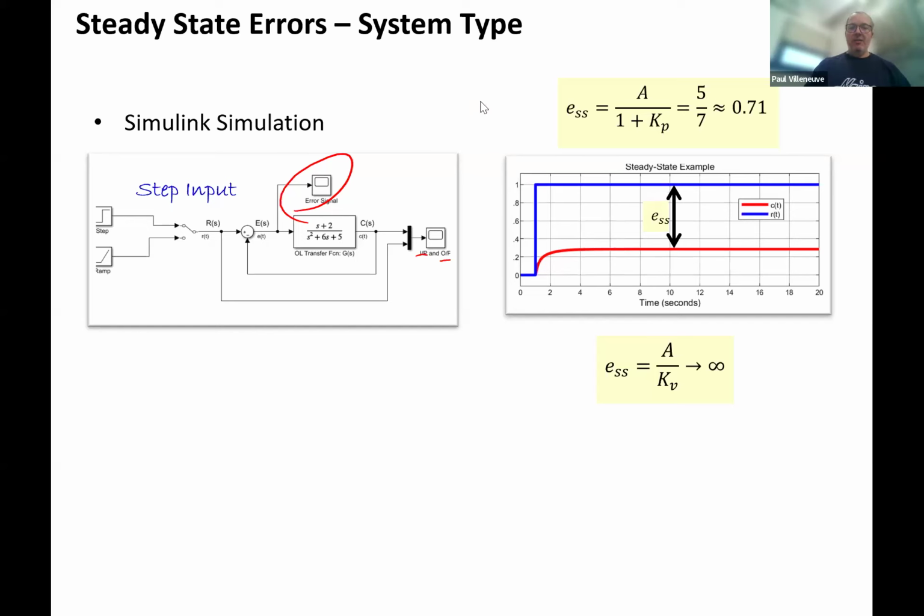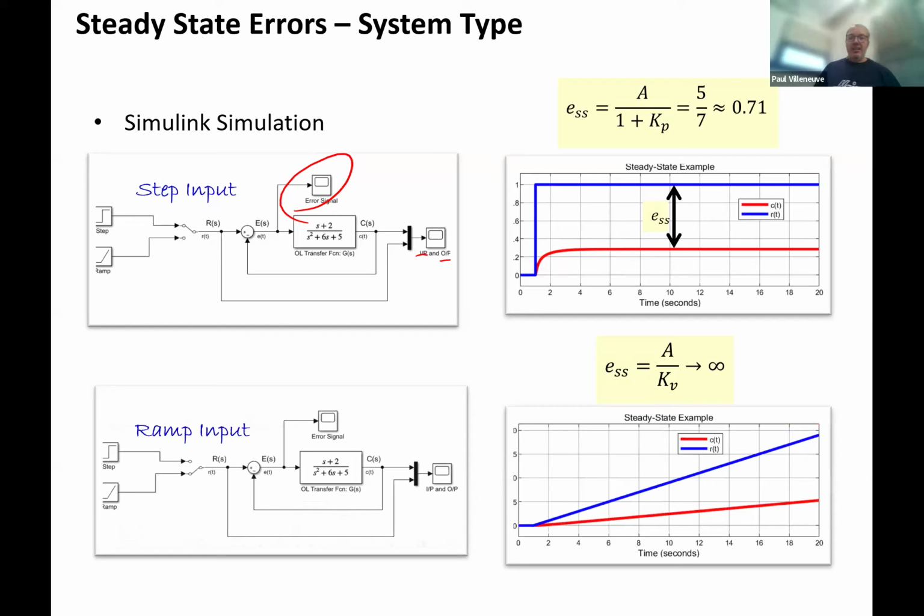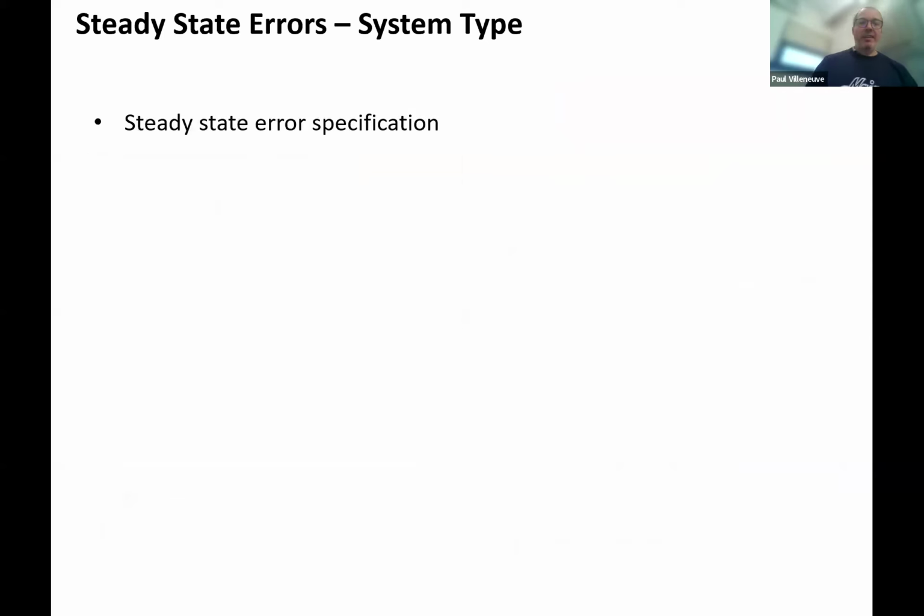Let's go to ramp input. What do you think the ramp input's going to be? Well, in the previous slides, we determined it was going to go to infinity. So you see that the input is trying to keep up, right? It's ramping up, but it's ramping up slower than the input is. And so my steady state error gets bigger and bigger as my ramp continues to increase. So this would have a steady state error of infinity.